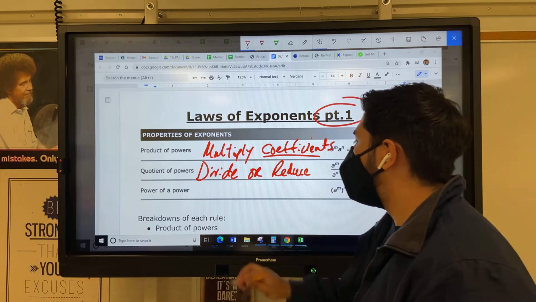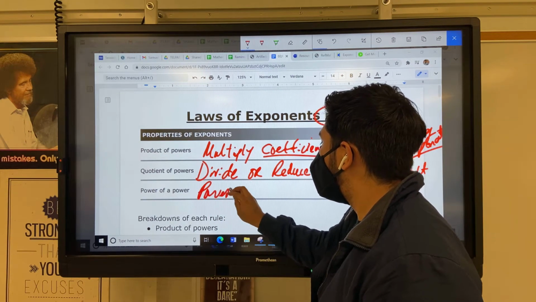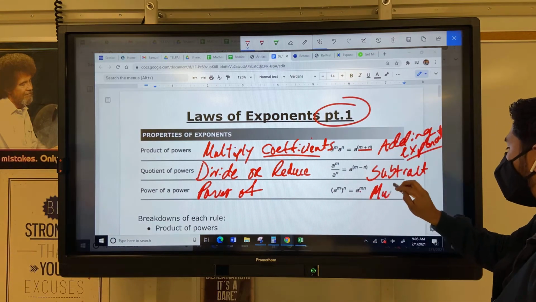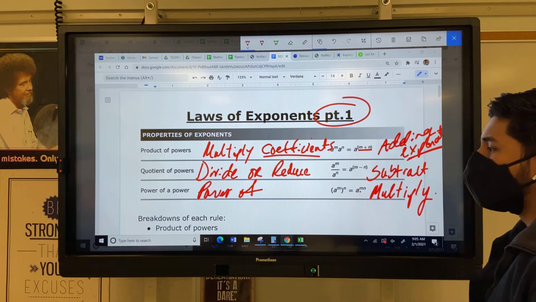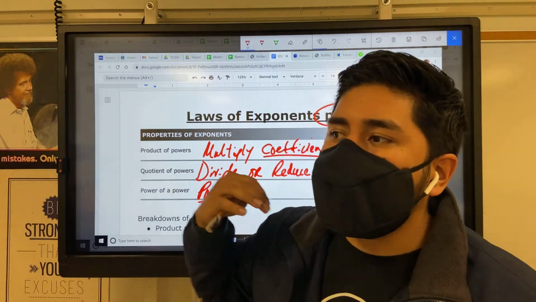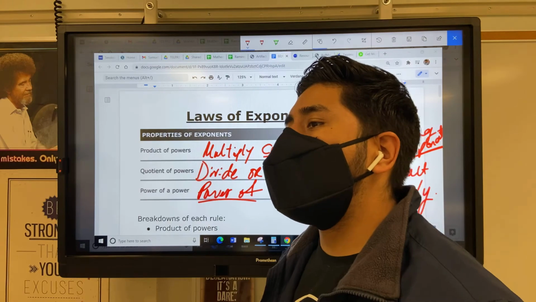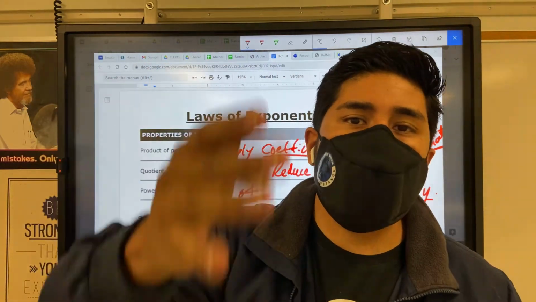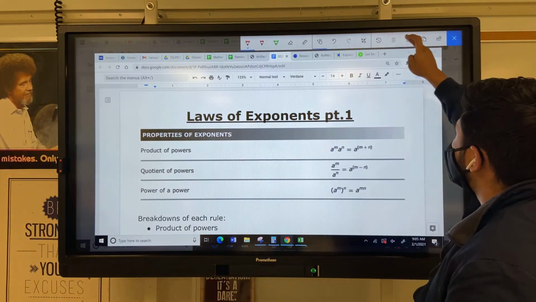Power of power, this is going to be power of the coefficients. And then right here, we're going to multiply the exponents. It's basically like if you're doing 3 squared, you know it's 3 times 3, or 3 to the power of 5 is 3 times 3 times 3 times 3 times 3. Okay? But we'll talk about that right now.